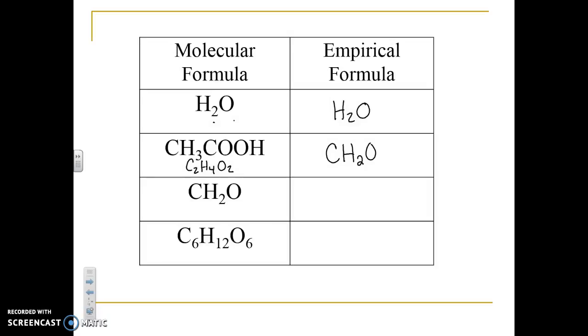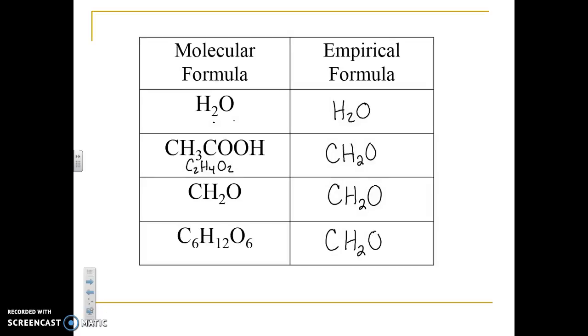The next one we see has a 1 to 2 to 1 ratio. Again, that's as simple as it can go. So its empirical formula is again the same as the molecular. And finally, the last one has a 6 to 12 to 6 ratio. We can simplify that one by dividing all of them by 6. And again, we get CH2O as our empirical formula.